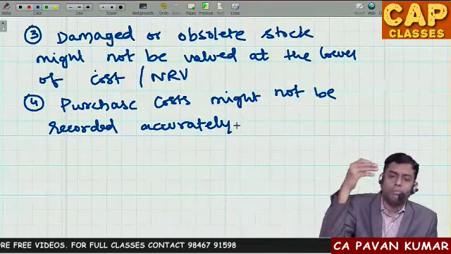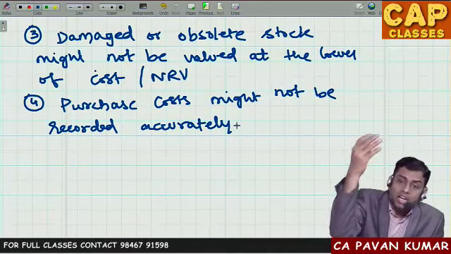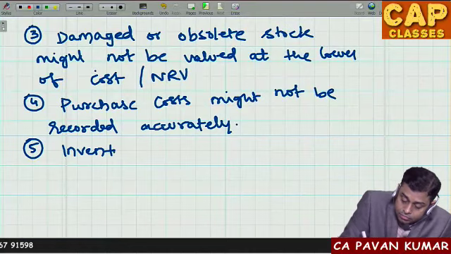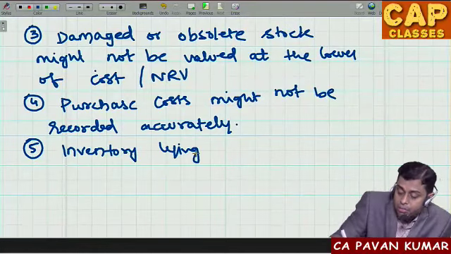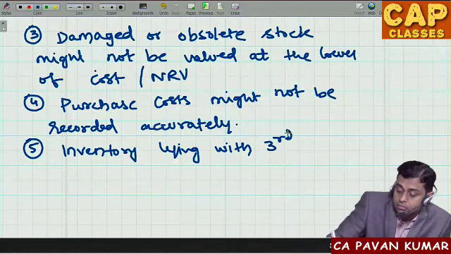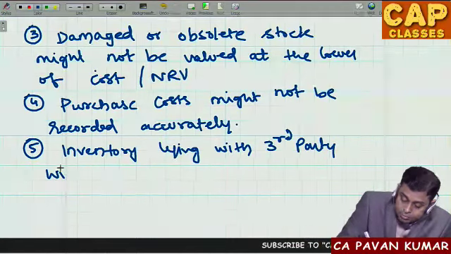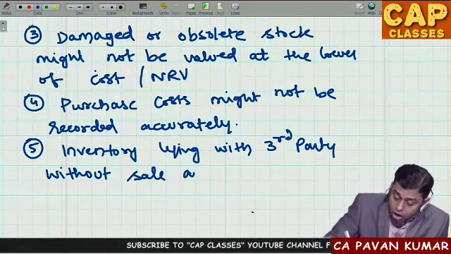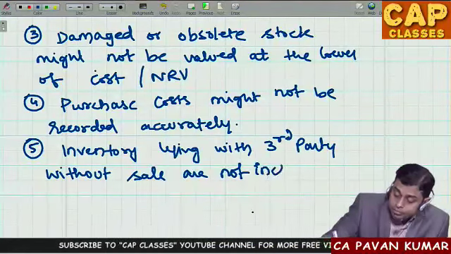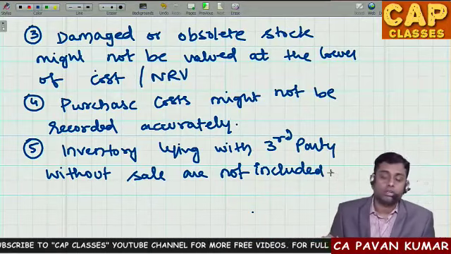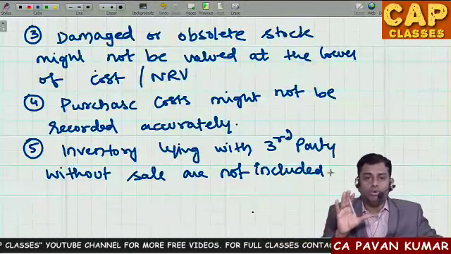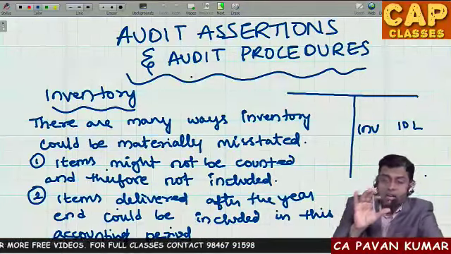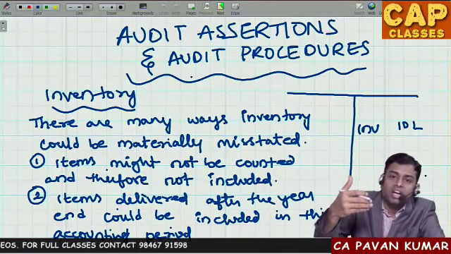And there could be many more points also, like inventory lying with a third party without sale, for example consignment, is not included in closing stock. So try to understand, when you are specifically thinking about inventory, how many ways are there in which inventory can be materially misstated?